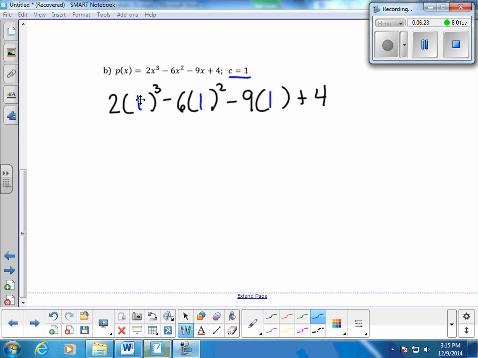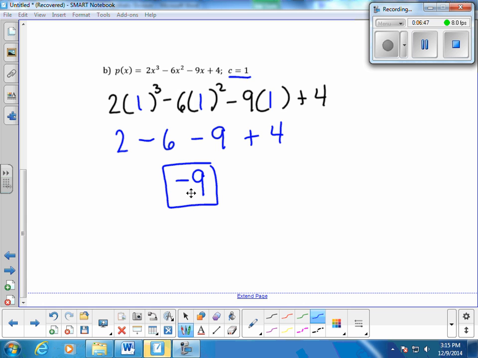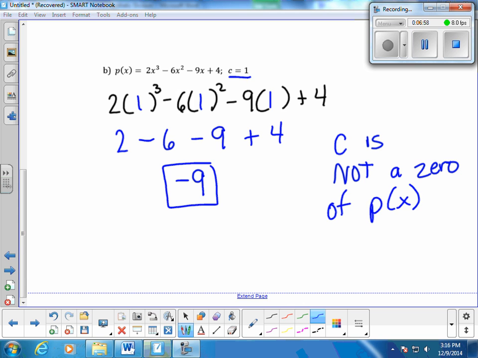So 1 times 1 times 1 is just 1. 1 times 2 is 2. 1 squared is 1 times negative 6 minus 9 plus 4. And I end up with negative 9. So I would say, since this number did not turn out to be 0, it means the remainder is not 0. Okay, so therefore, we would say c is not a 0 of p of x, or c is not a solution, or not a root. Those are all similar meanings.